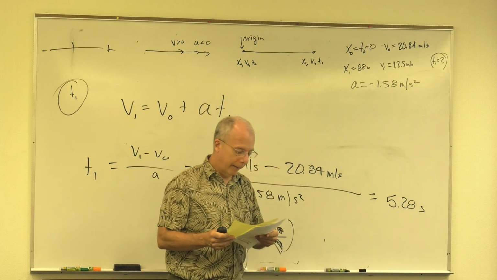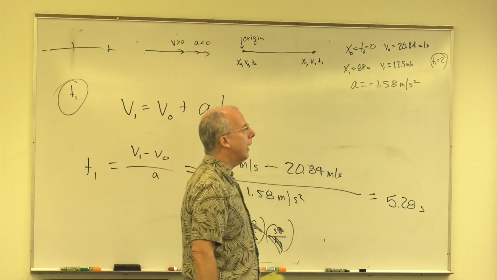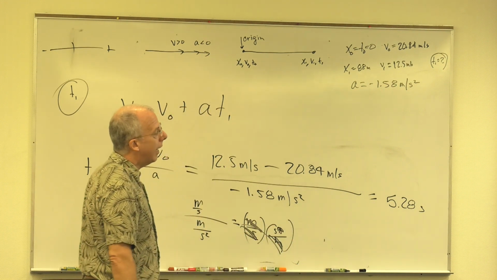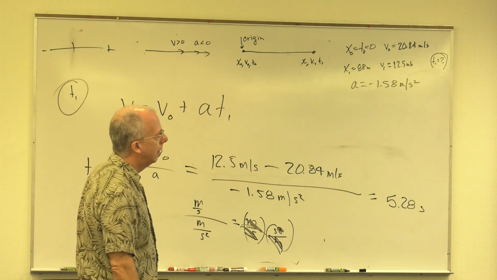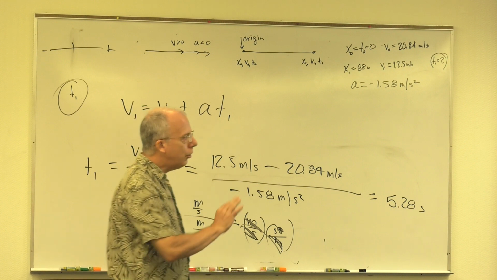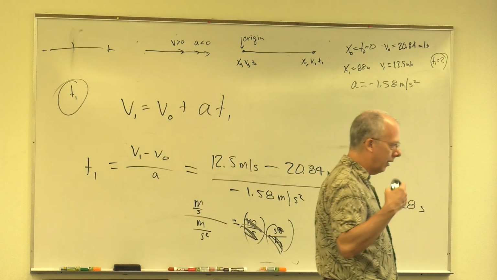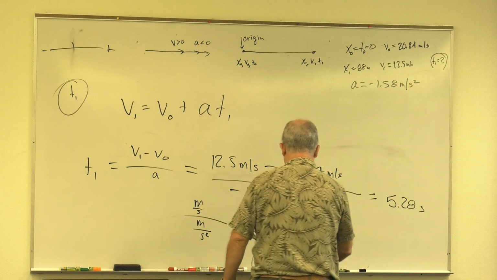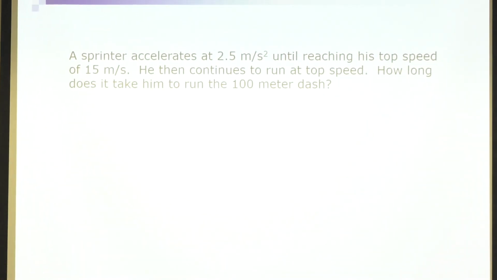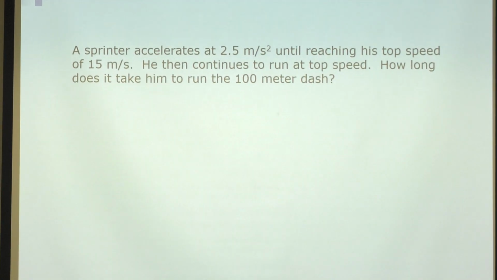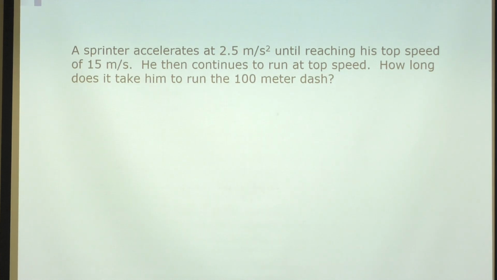Okay, that's how you do it. Okay, very good. Now, I'm not going to do this one. I just want to give you a hint. So let's read this. A sprinter accelerates at 2.5 meters per second squared until reaching his top speed at 15 meters per second. He then continues to run at top speed. How long does it take him to run the 100-meter dash?